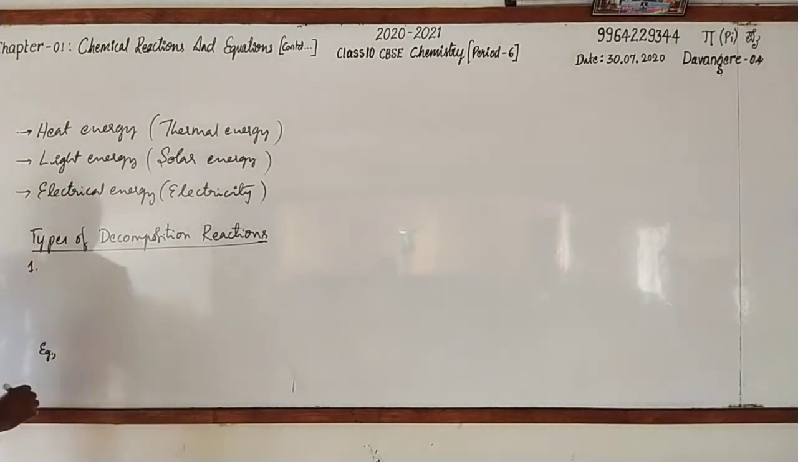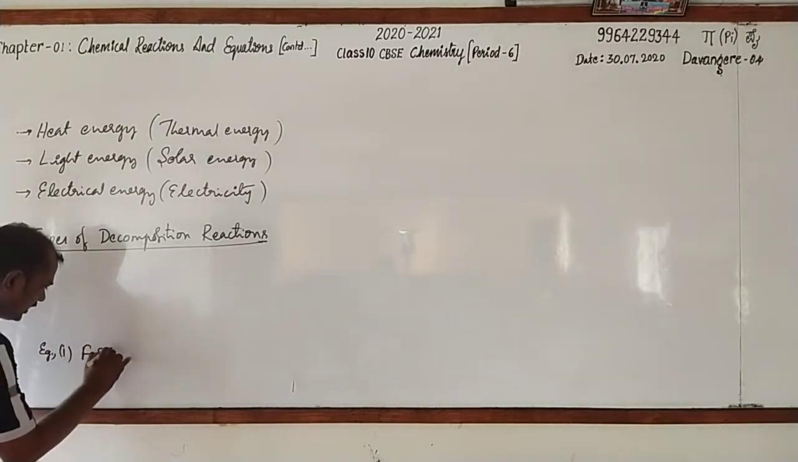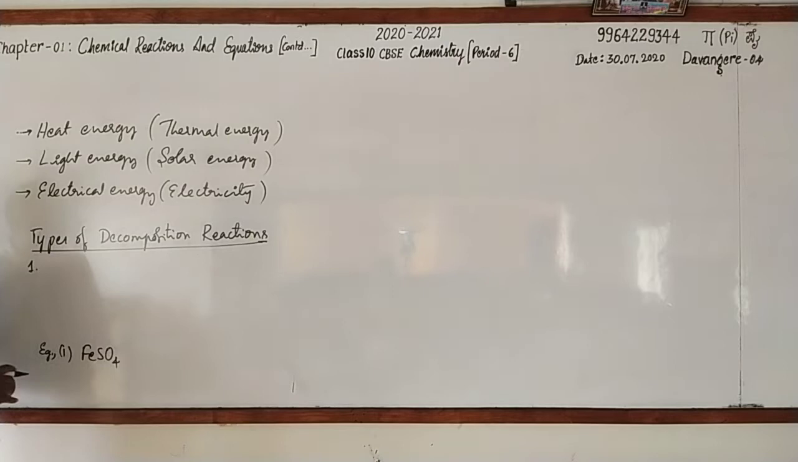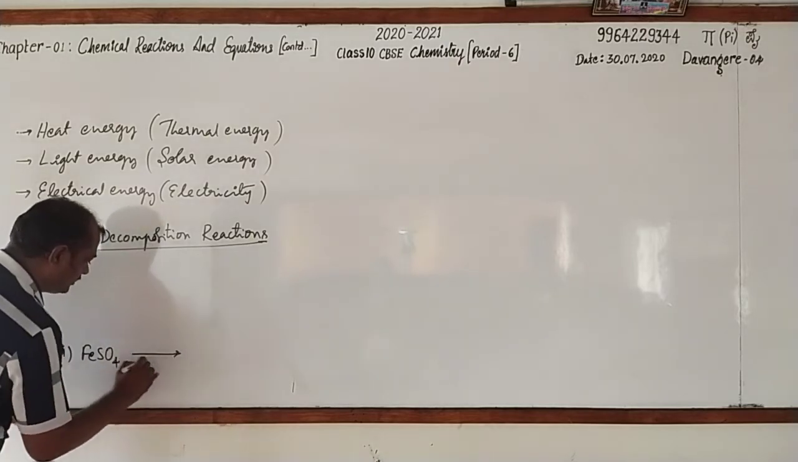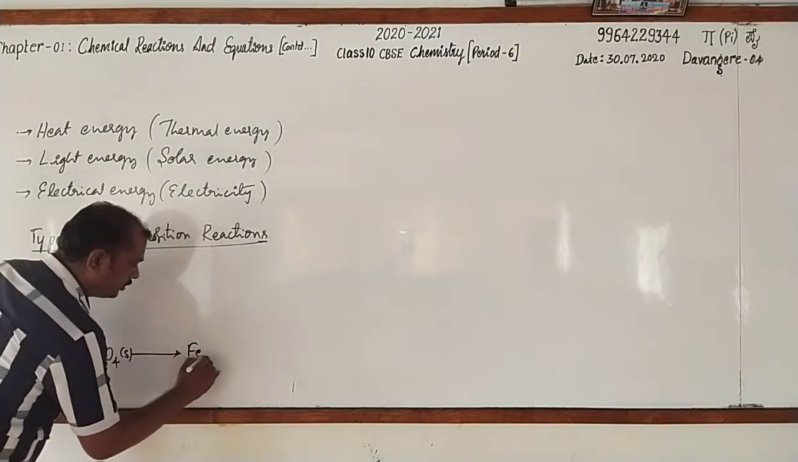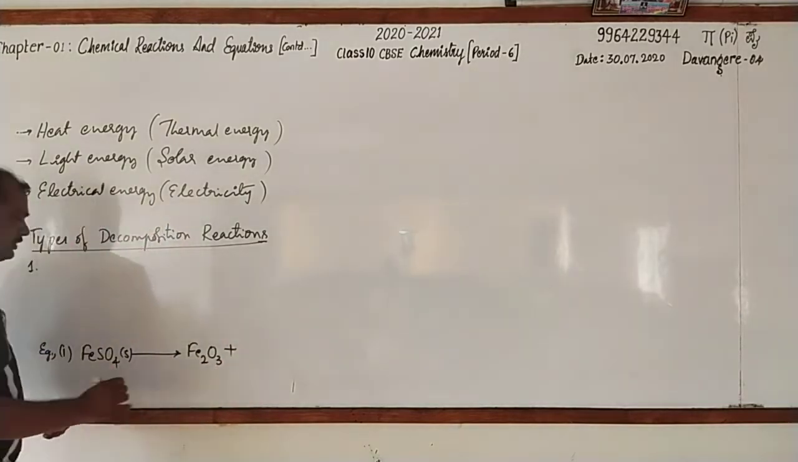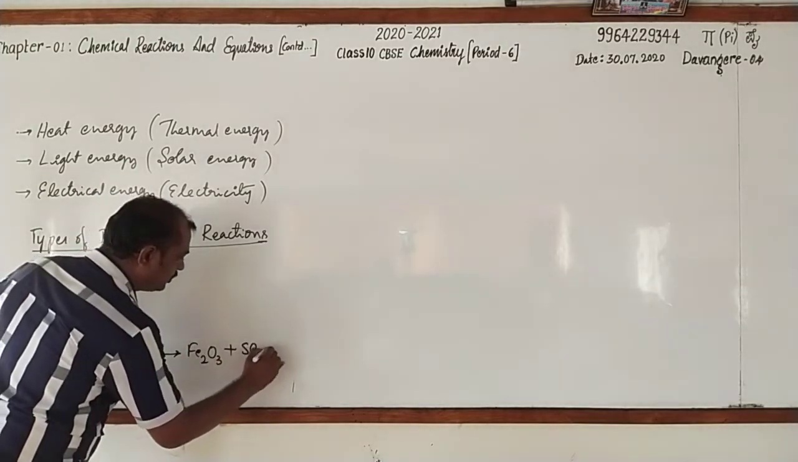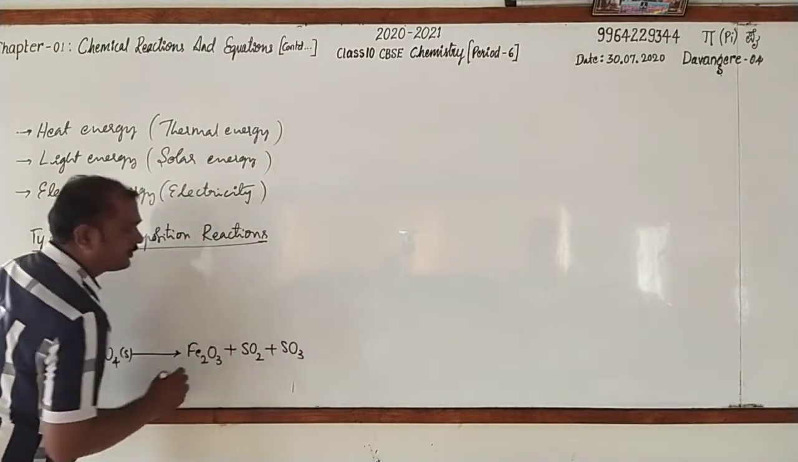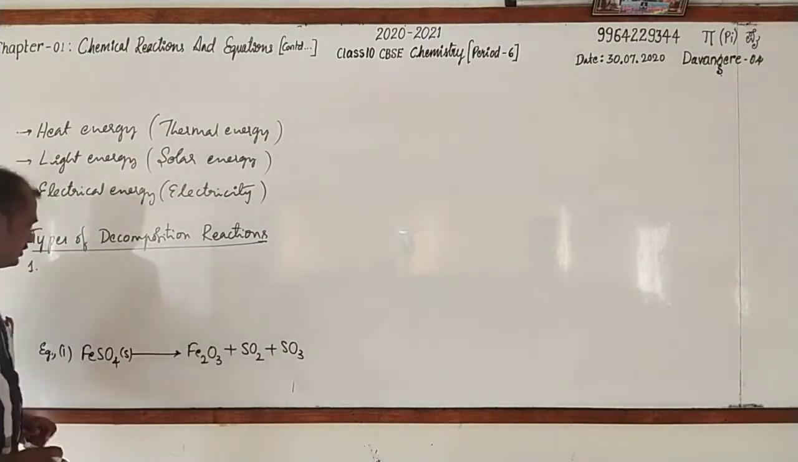We are very familiar with one chemical reaction, that is FeSO4. When FeSO4 crystals are heated, what happens? It decomposes into Fe2O3, which is ferric oxide, then SO2 plus SO3, right? That is sulfur dioxide and sulfur trioxide.